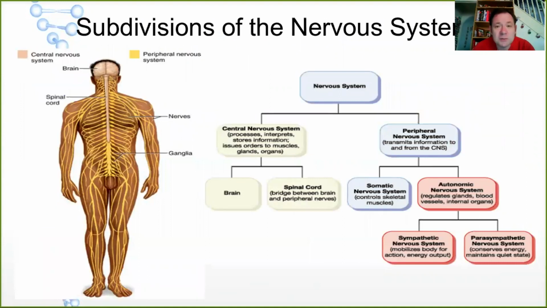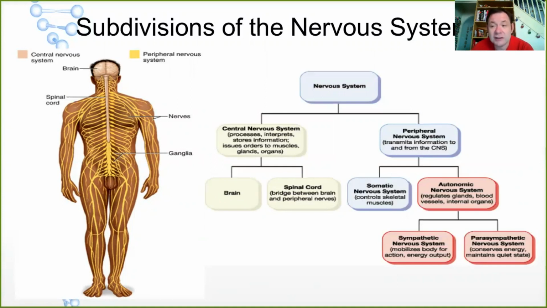So now let's move into some of the general subdivisions of the nervous system. So the nervous system itself can be divided, first of all, into the central nervous system and the peripheral nervous system. The central nervous system are all the nerves that are present in the brain and the spinal cord. The peripheral nervous system are all the nerves that leave the brain and spinal cord to connect to other parts of the body, the heart, the lungs, the arms, the legs, everything. So the peripheral nervous system, all those nerves that are outside of the brain and the spinal cord.